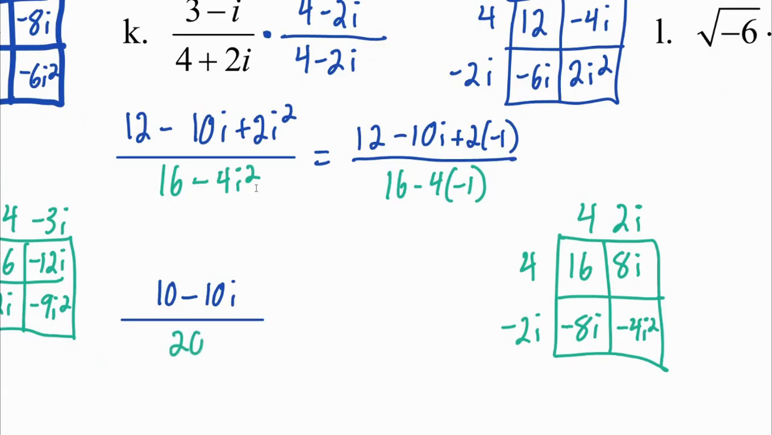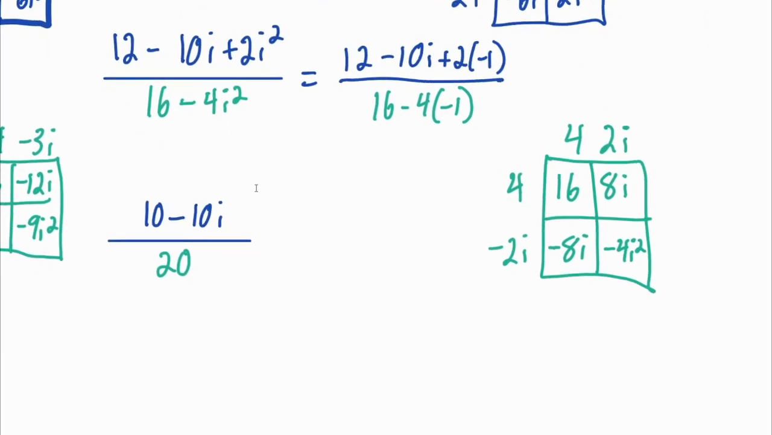So that'll be 20. And one thing I can do here is all of these numbers are divisible by 2. Or I'm sorry, are divisible by 10. So I'm going to divide them all by 10. And that'll give me 1 minus, you can say 1i or i, all over 2. Just to kind of simplify it down.